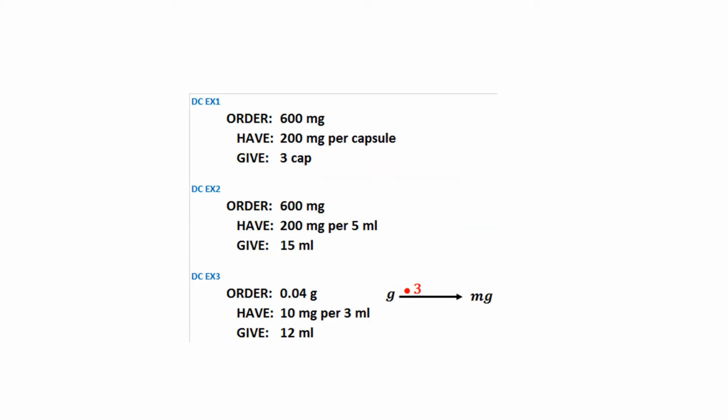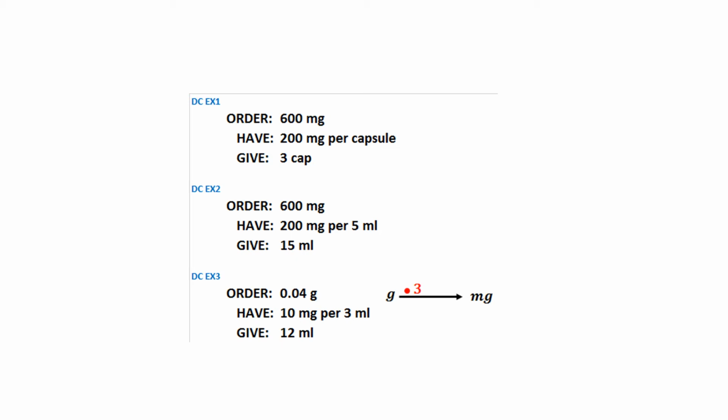Here we have 3 examples for dosage calculations. Our first one, the order is 600 milligrams of a drug, and you have 200 milligrams per capsule of that drug. What shall you give the patient? Well, 600 over 200 is 3 times 1, 3 capsules, and you can abbreviate it as 3 cap.